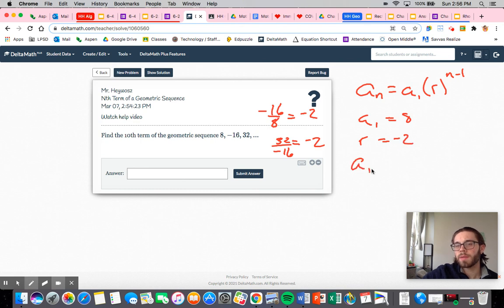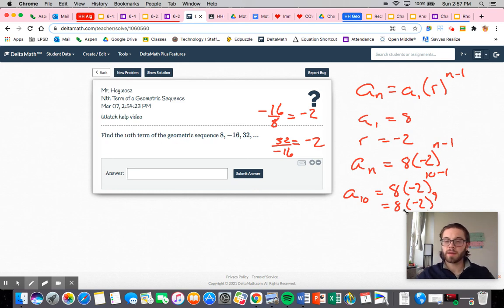All right, so it would be negative 2. So my explicit formula is going to be 8 times negative 2, and be careful, this negative 2 is in the parentheses, don't forget that, to the n minus 1. And I want the 10th term, so that is ultimately going to be 8 times negative 2 to the 10 minus 1. 8 times negative 2 to the 9. What is negative 2 to the 9?